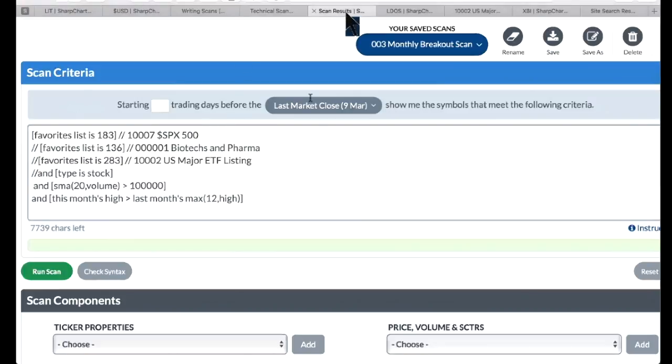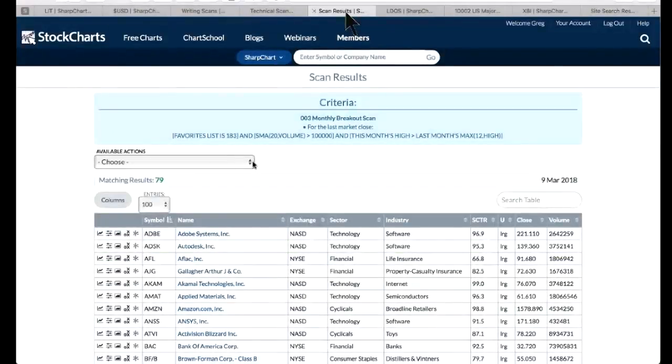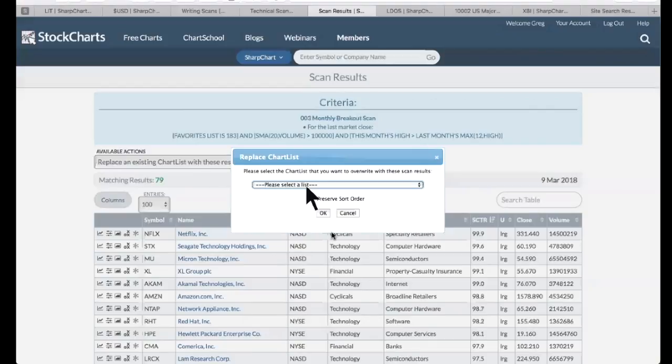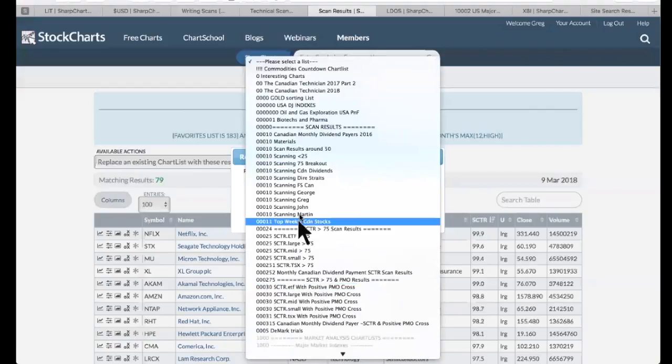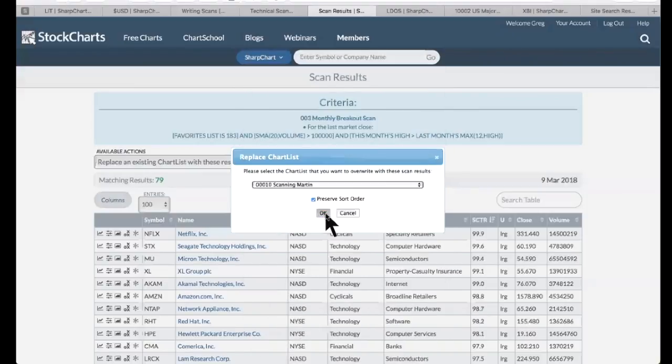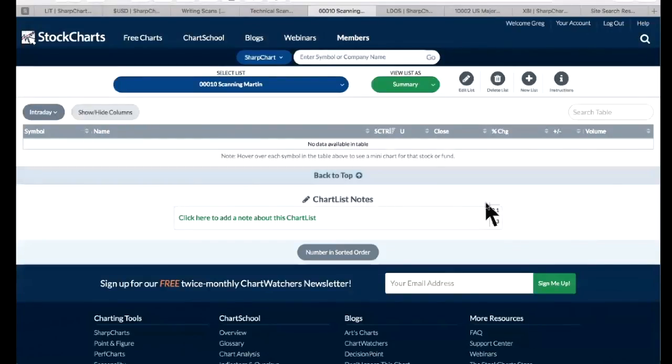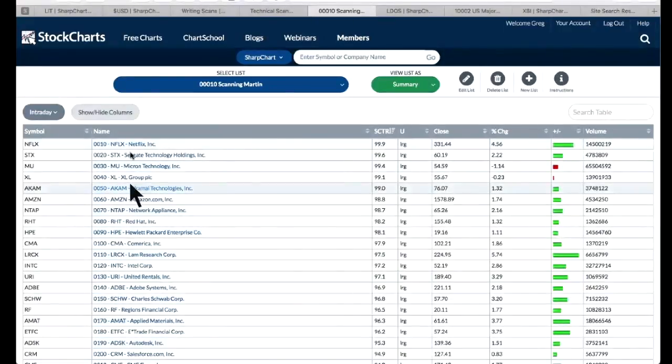just go to the scan results. We have 79 stocks out of the S&P 500 hitting new highs. We want to sort them by scooter ranking, and we just want to replace an existing chart list with these results. And we're going to pick whatever, scanning Martin, and putting it in here. And by preserving the sort order, it's going to have the numbers on the front here. And so Netflix is currently the top stock.